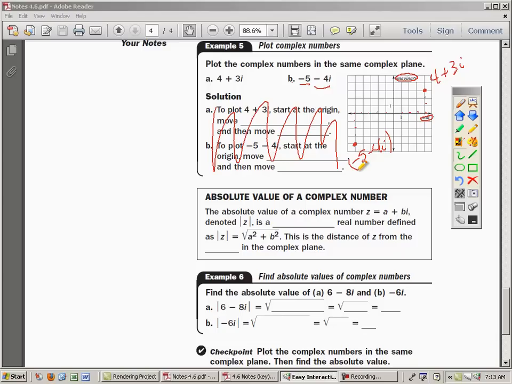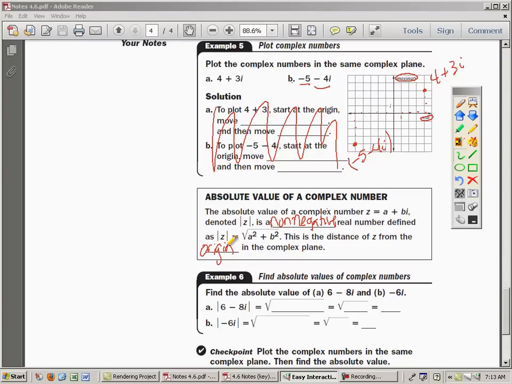All right, so absolute value of a complex number. We just got done saying in the previous example, this is the same thing as absolute value being non-negative, right? Because we know distance can't be negative. So it's a non-negative real number defined as the absolute value of z equals the square root of a squared plus b squared. This is the distance from z to the origin.